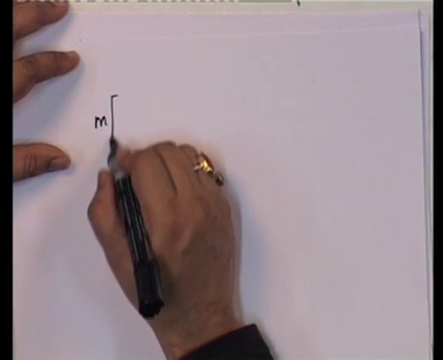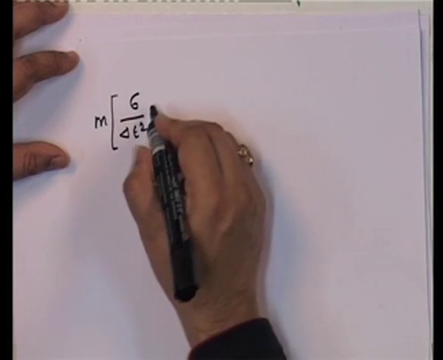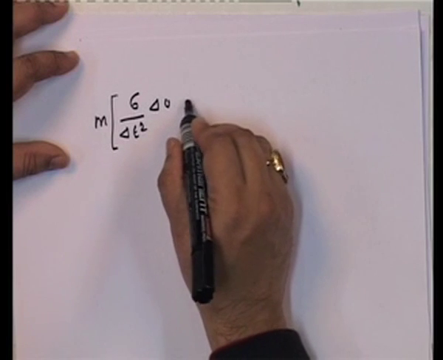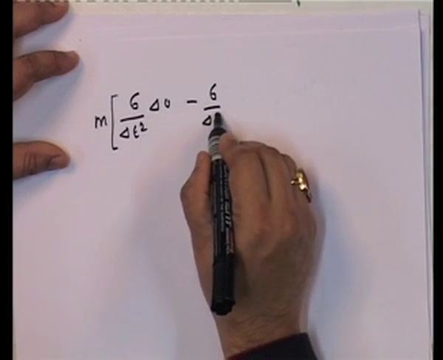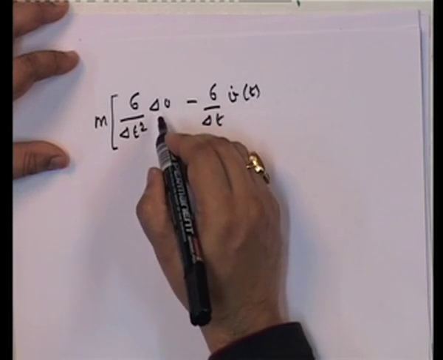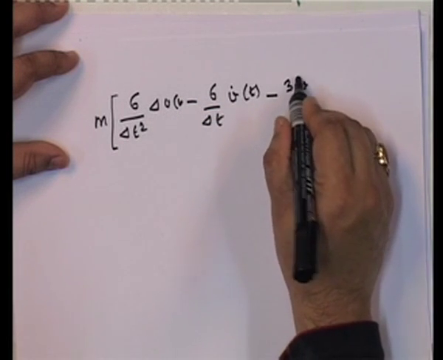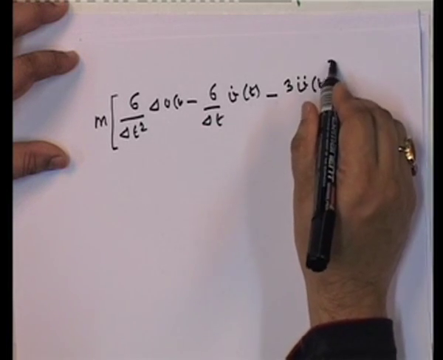Now I am going to substitute these values that I have computed into the original incremental equation, and my incremental equation was what? M into delta V double prime. So, I am going to substitute for that. So, this becomes 6 upon delta t squared into delta v minus 6 upon delta t into v dot at time t, minus 3 into v double dot at time t.